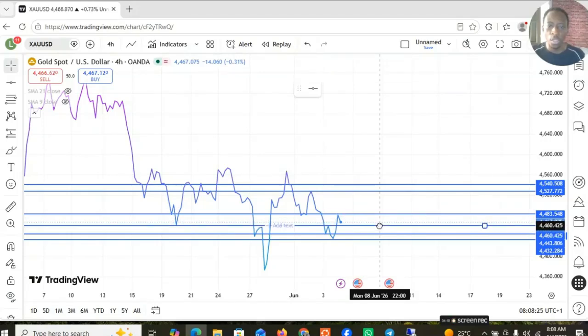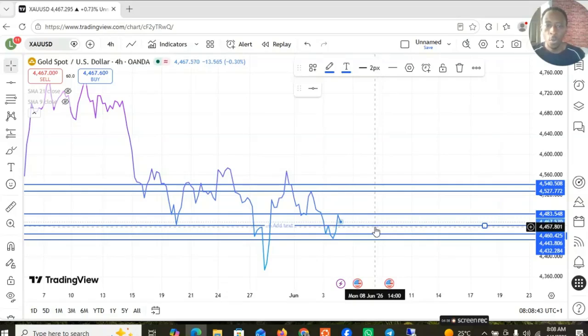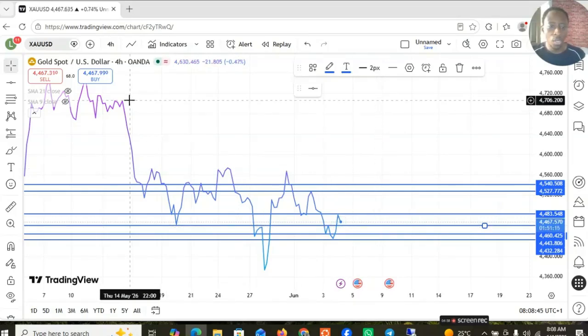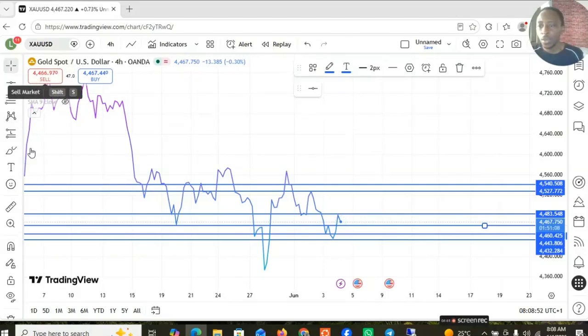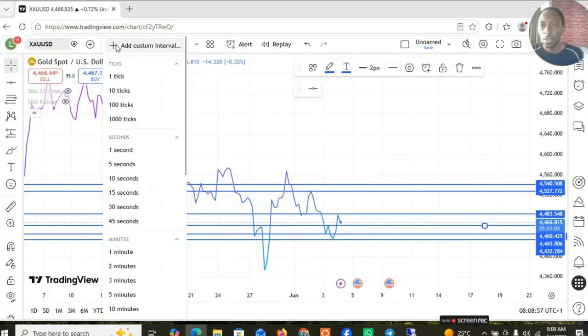You should always expect price to respect every key level. If the price breaks out, we take advantage of it as well. So all these levels I'm drawing out are very significant. Let's navigate down to 1 hour. That will be the final time frame we're going to be using for this analysis.